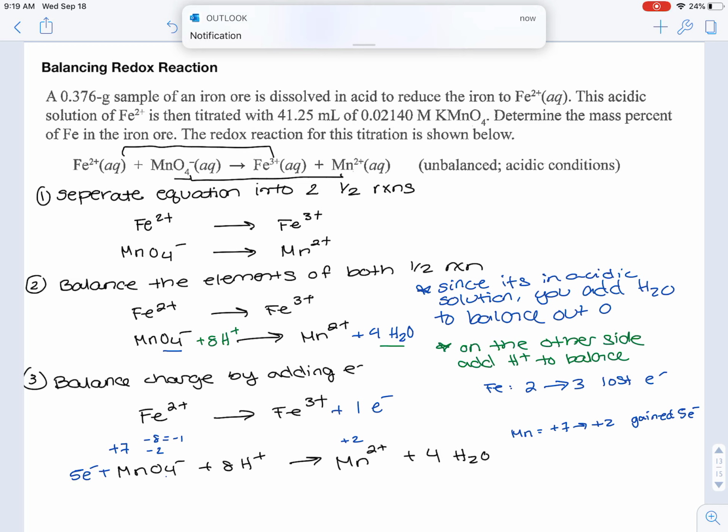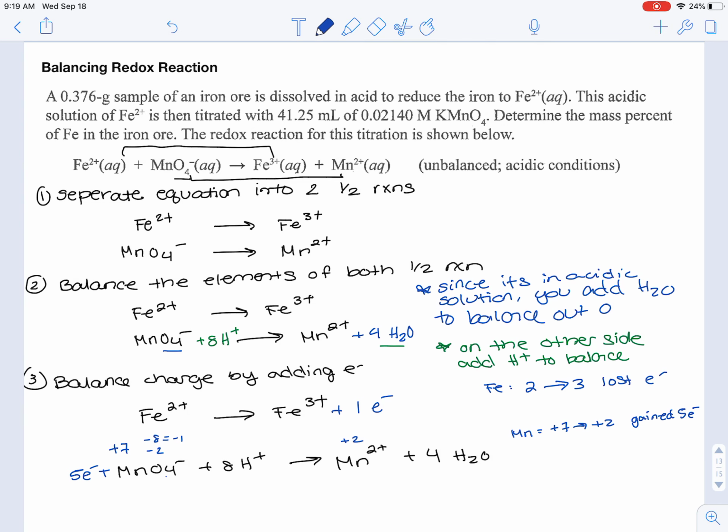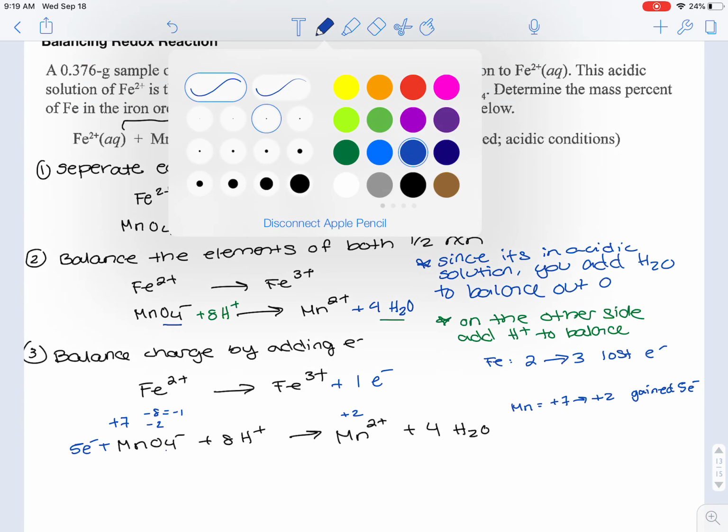So now you have your charges balanced and the elements balanced. Now you can sum up the equations.